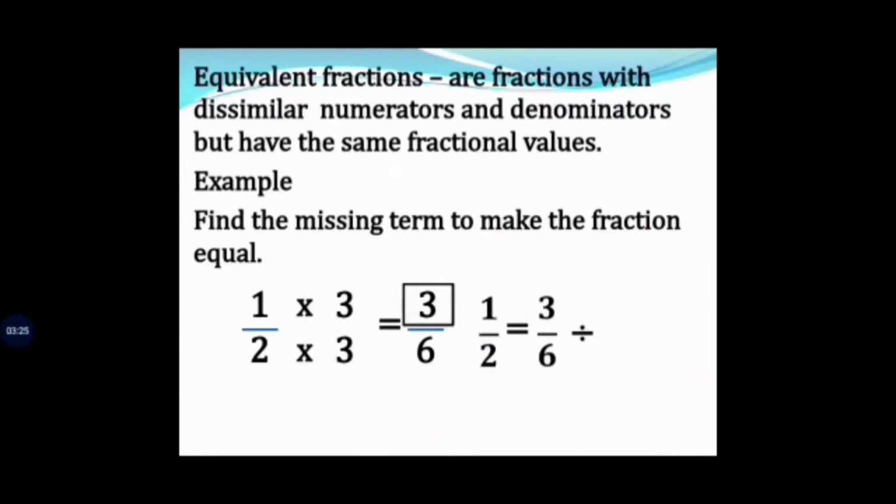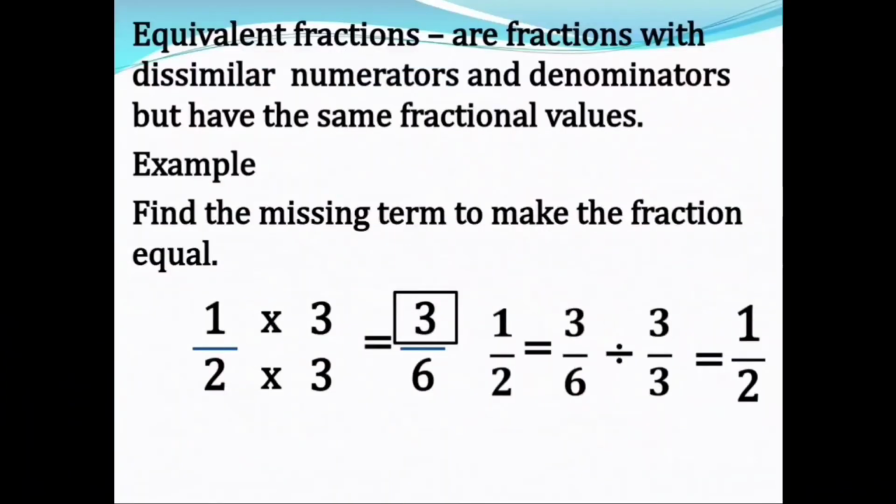Because if we are going to divide 3/6 by 3 over 3, it gives what? Let us divide first to know the answer. 3 divided by 3 equals 1. Then a fraction sign, and divide also 6 divided by 3, it gives the quotient of 2. Therefore, 3/6 and 1/2 have the same fractional value. By the way, 3 over 3 is the common factor of 3 and 6.